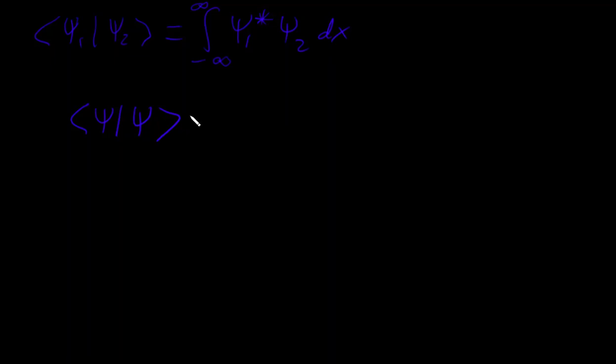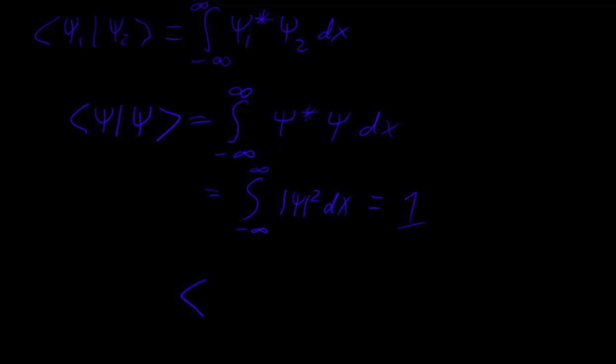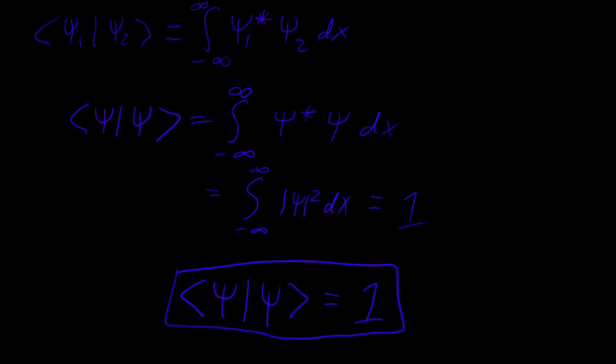Now, psi inner product with psi is the integral from negative infinity to infinity of psi complex conjugate psi dx. Well, this is the integral from negative infinity to infinity of psi norm squared dx, which is equal to 1. That's our normalization condition. Just like in vector spaces, we can define our normalization condition as this: the wave function inner product with itself is equal to 1.